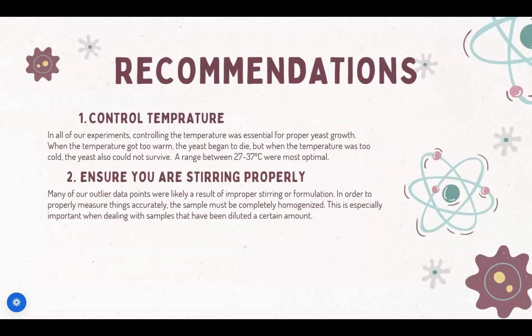Then, based on this, we proposed two recommendations for Pan Vital. First, control temperatures between 27 and 37 degrees Celsius, since too much heat harms the yeast and too little slows growth; depending on which yeast you use is the temperature you should use. And second, ensure proper mixing, because several outliers came from poor homogenization, and good stirring improves nutrient distribution and measurement accuracy.